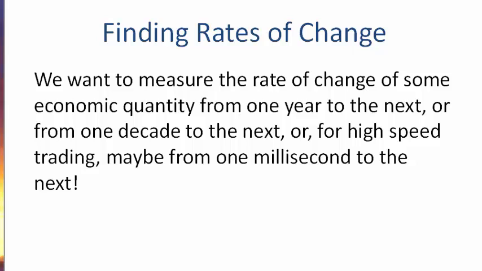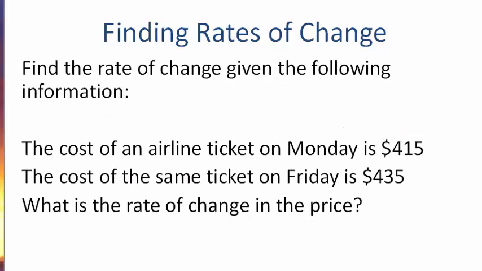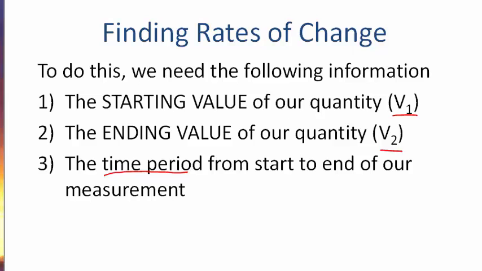We want to measure the rate of change of some economic quantity from one year to the next, or maybe from one decade to the next, or from maybe high-speed trading from 1 millisecond to the next. We need the following information. We need a starting value for our quantity, which we denote by V1. We need an ending value, which we denote by V2. And we need the time period from start to end of our measurement.